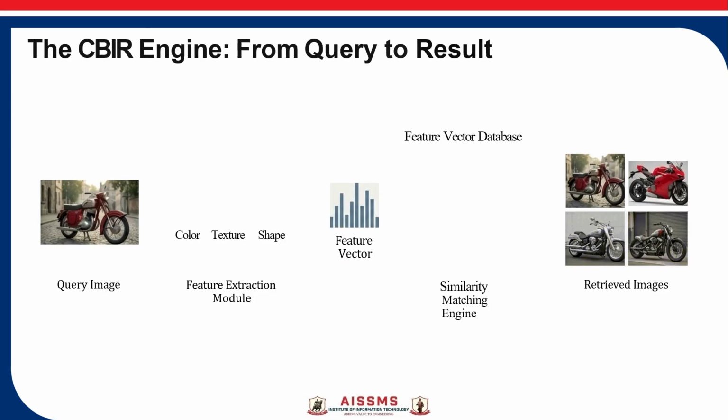So, how does the engine actually run? It follows a methodical pipeline. When you provide a query image, it passes through a feature extraction module. This module condenses those colors, textures, and shapes into a feature vector, essentially a numerical fingerprint. This vector is then sent to a similarity matching engine, which compares it against a massive database of other feature vectors.